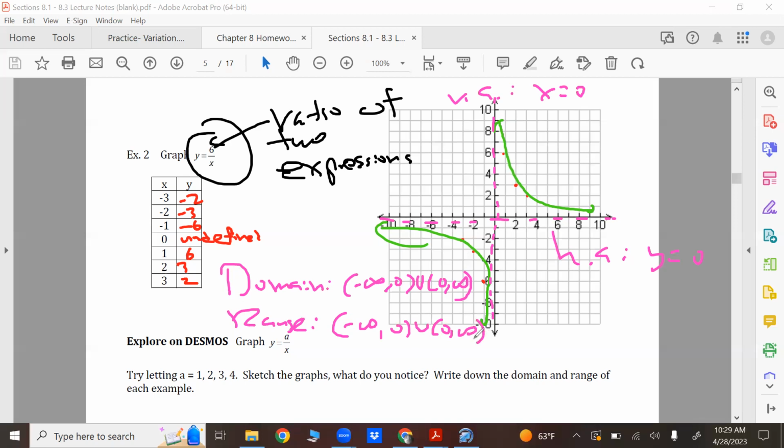Yeah. Union. So it's a U. Why are we writing 2? Because there's two different branches here. The first branch is from -infinity to 0. The second branch is from 0 to infinity. There's two branches of that. And then the range, same thing. There are two branches. So from this first branch, the y value from -infinity to 0, and then from 0 to positive infinity. That's what I got.